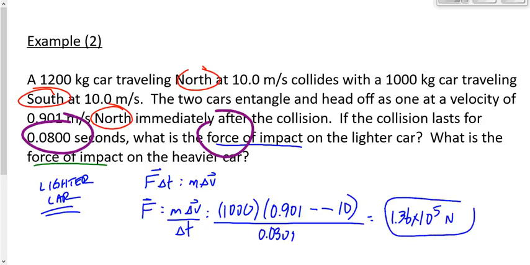Megan, what do you think it would have gotten if Diamond had said, pick the heavier car, the 1,200 kilogram car? What do you think my answer would have been? Same one? Yeah. Same number, opposite direction. Negative 1.36 times 10 to the 5. Good.